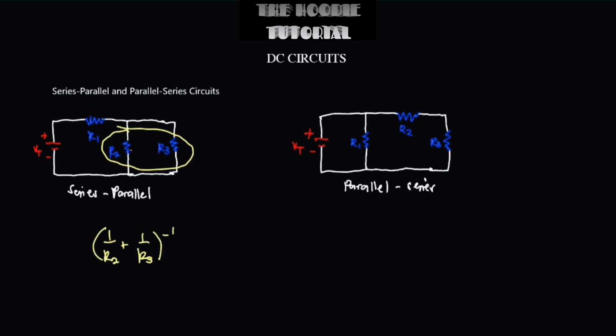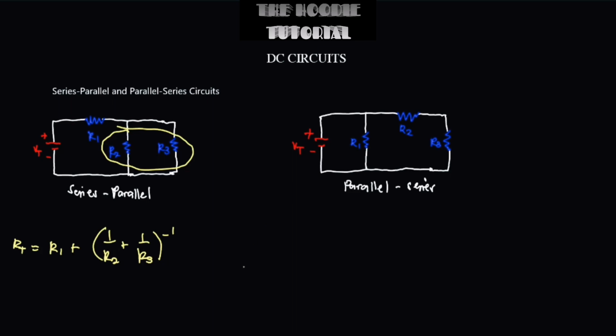And then when you simplify it, you will come up with only one resistor that will be in series with R1. So therefore you can just add R1 right here. So therefore this would be our total resistance. So that's it for the series parallel.